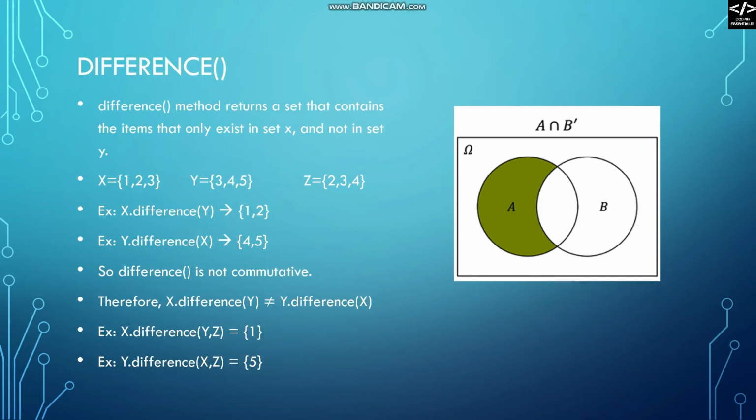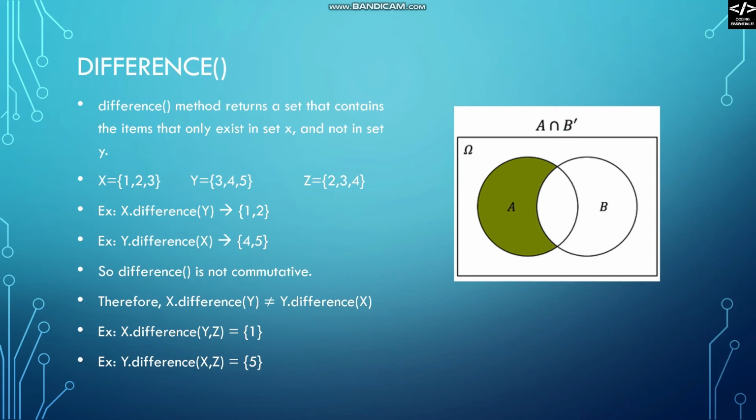Moving on to difference. The difference method returns a set that contains items that only exist in X and not in set Y. To explain more, if we take set A and set B, difference excludes all the common elements between A and B and includes just the elements that are uniquely present in A and not present in B. Let me explain with an example.